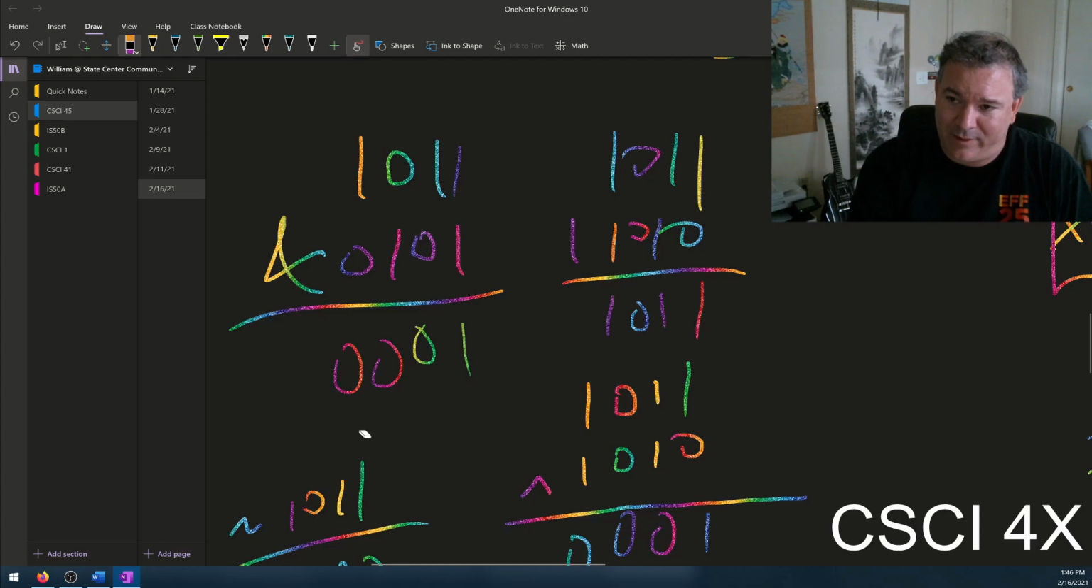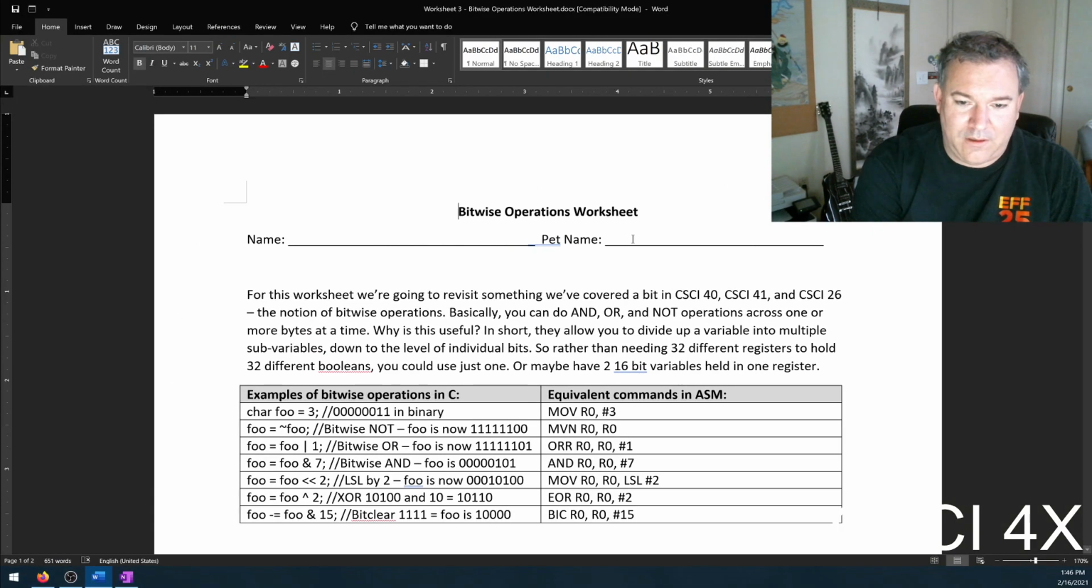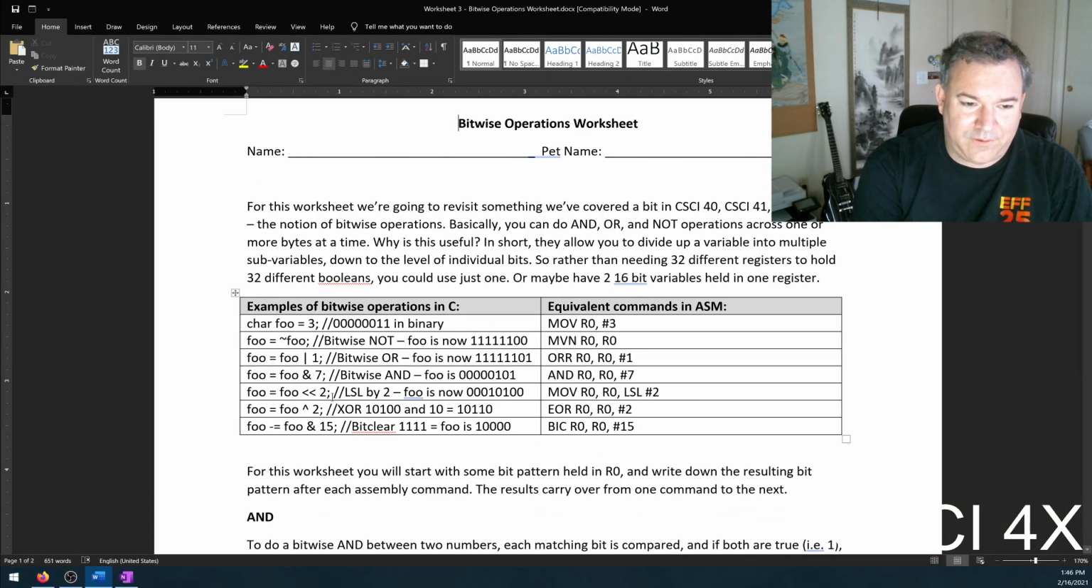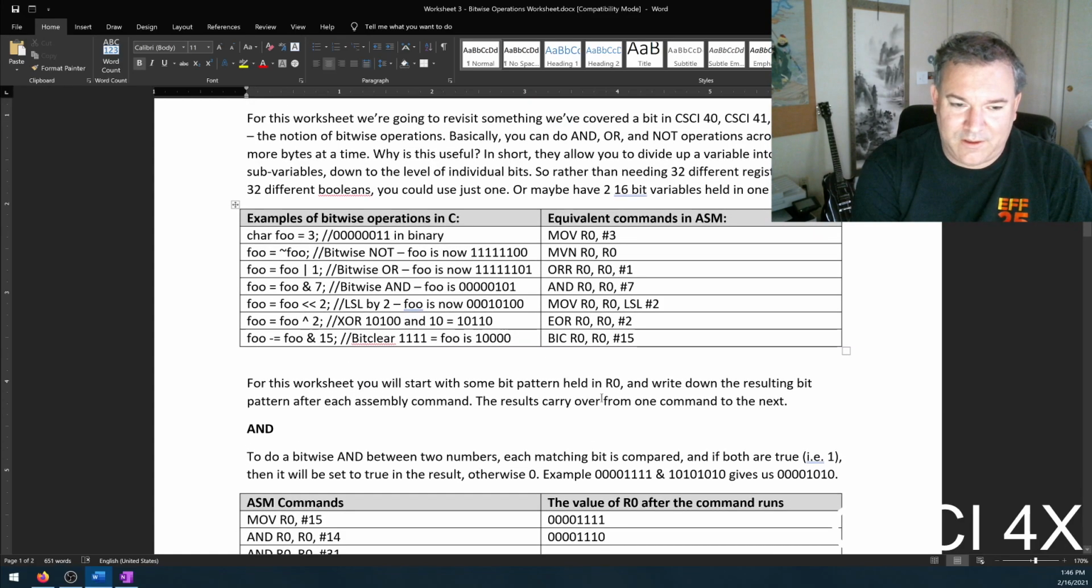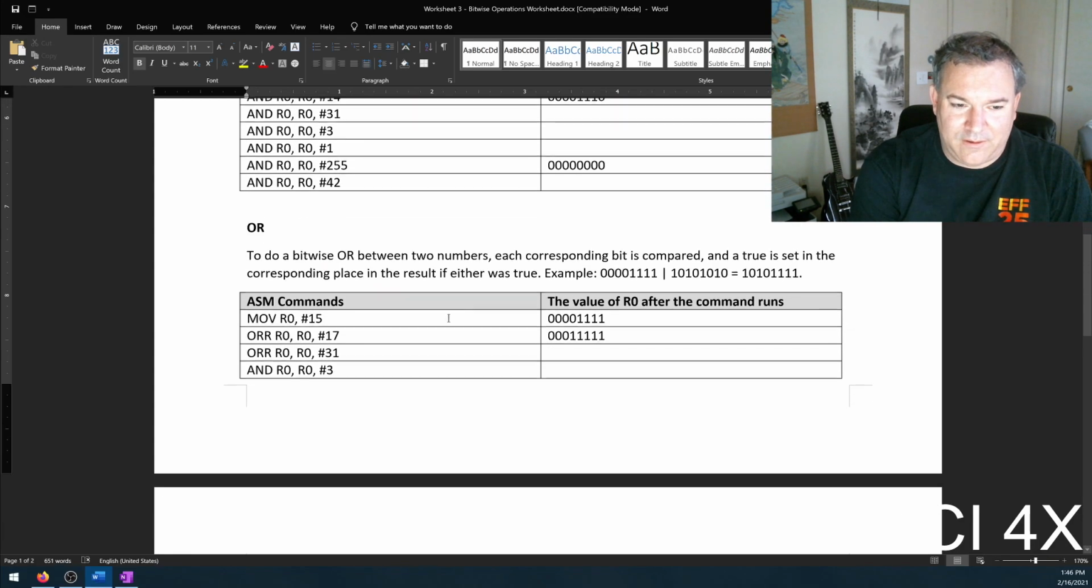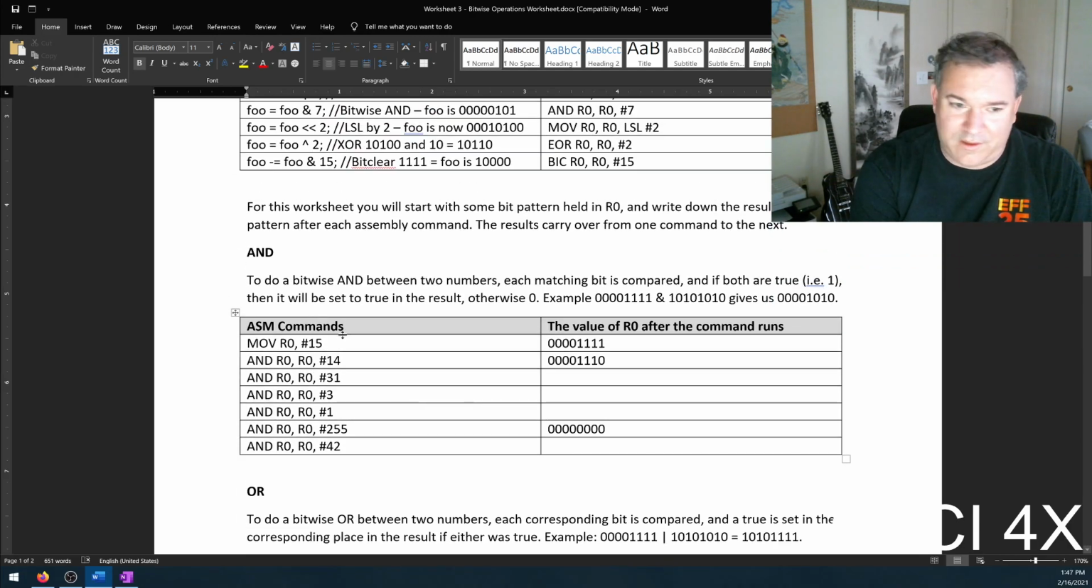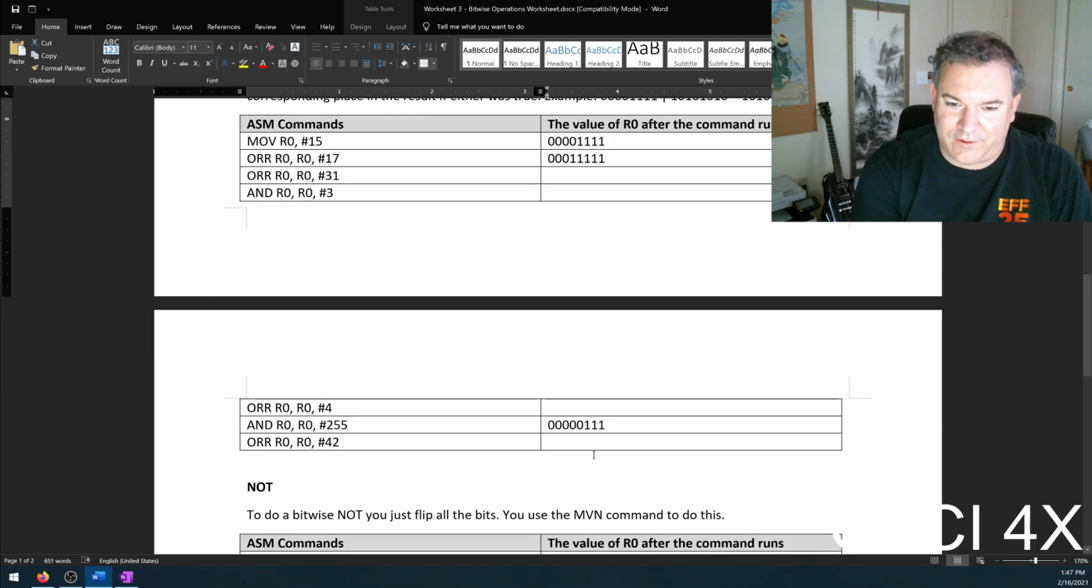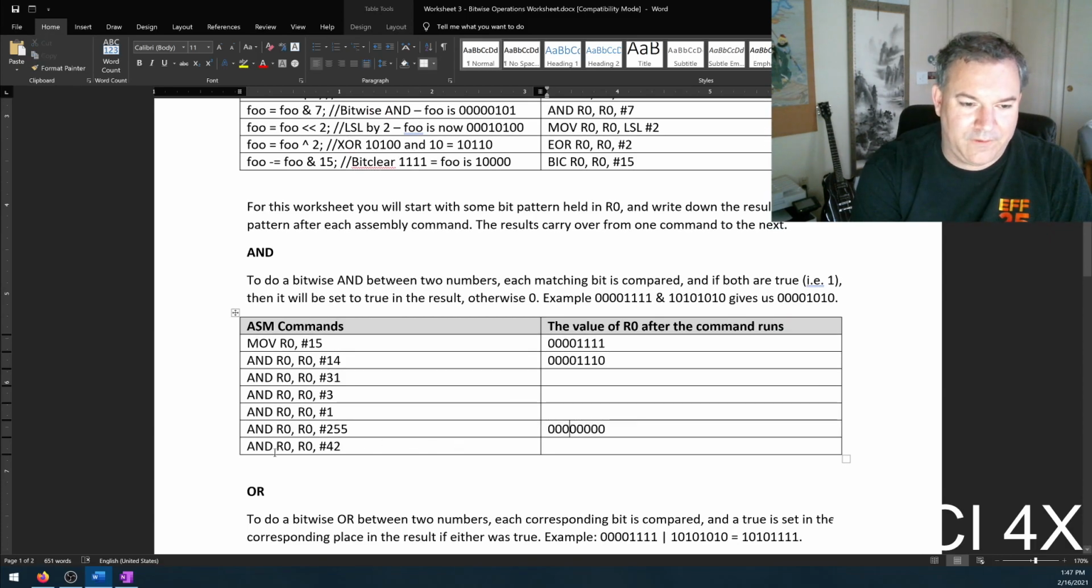So, any questions about bitwise operations? Let's look at the worksheet, maybe. Here's the assembly to do different things: shifting, rotating. Basically, you're going to get these assembly commands and write down the value of register 0 after the command runs. So you AND it with 31, AND it with 3, AND it with 1, AND it with 255. I filled in some of these for you so you can double check your work. ANDing 0 with 42 is also going to be 0.